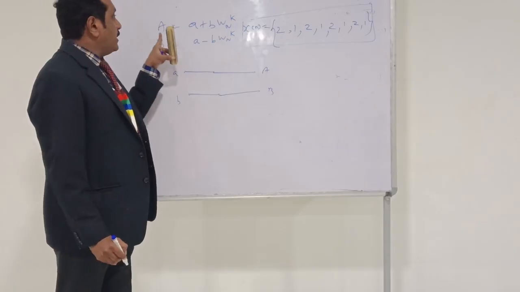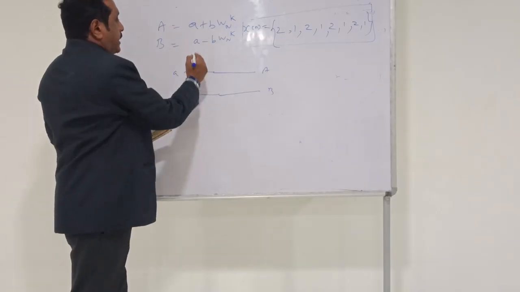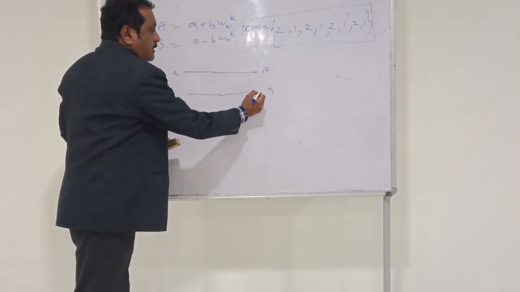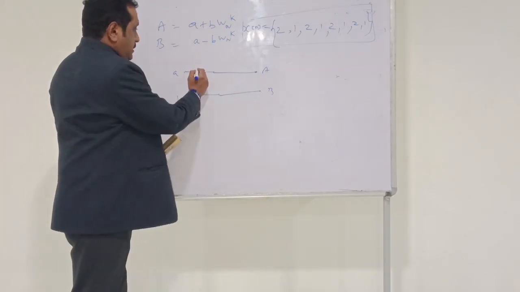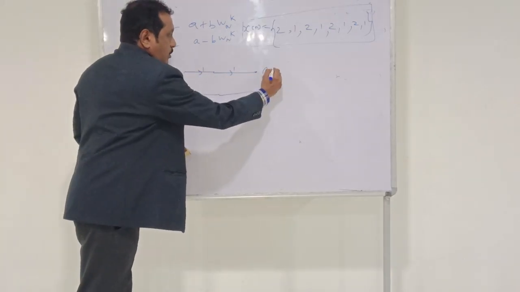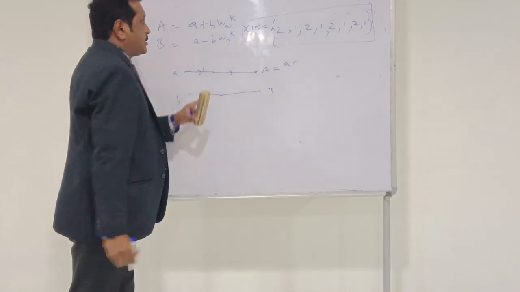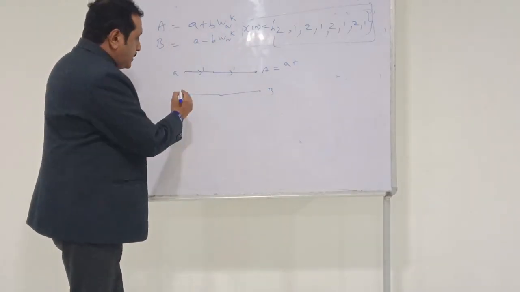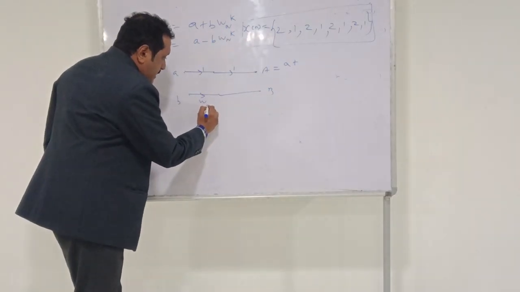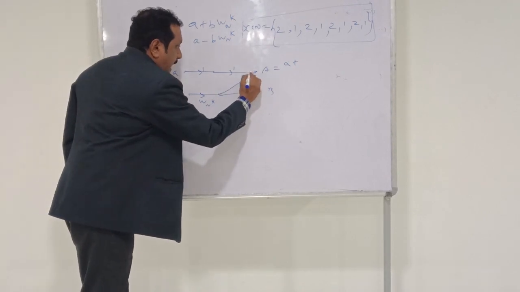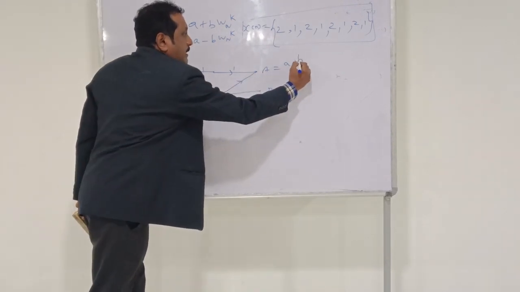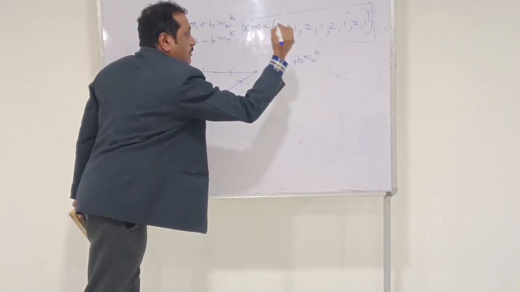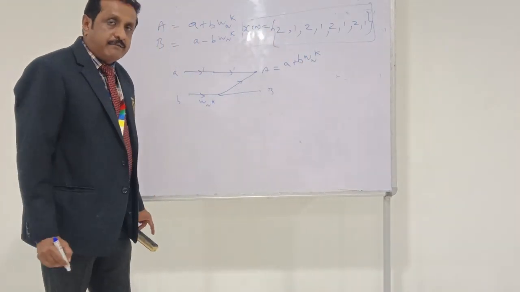So if you want to get capital A, the input goes to the adder. At the end of this point we have the adder, so this A should reach the end. So here you get A. That should be added with B into W N K. So B must be multiplied with the multiplication factor W N K, and that will be added with A. You will get the first output of your basic flow graph of DIT.